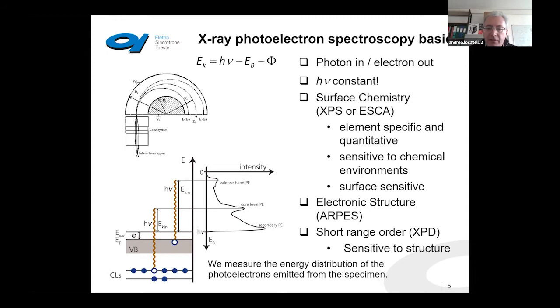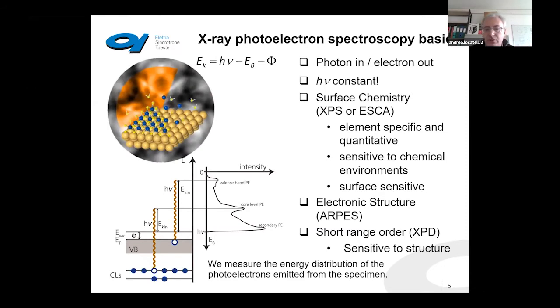Now, the great thing of XPS is that not only it's element specific, but it really provides a wealth of information about the chemical environment surrounding the emitter. Of course, if you instead probe the valence band, then you have an incredible tool to characterize the electronic structure of surfaces. And of course, here you can also do diffraction.